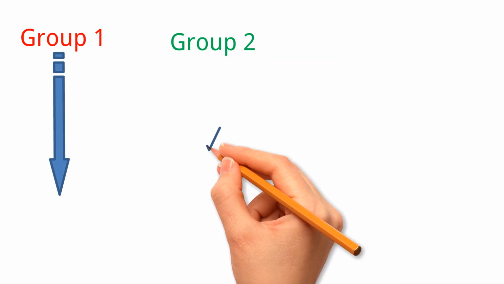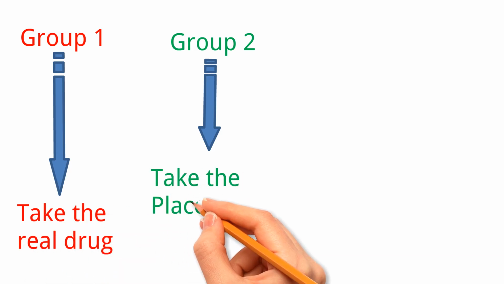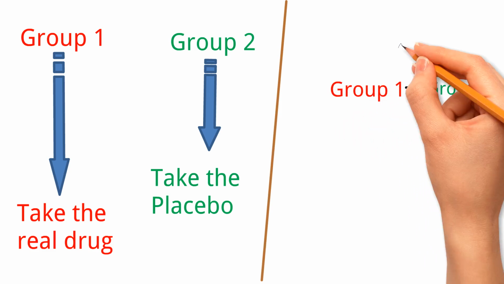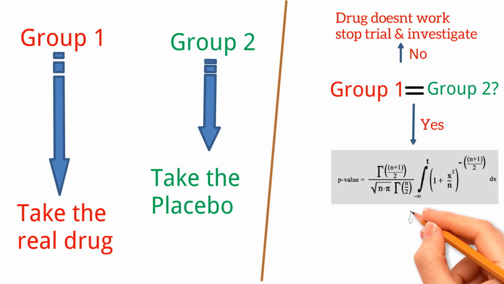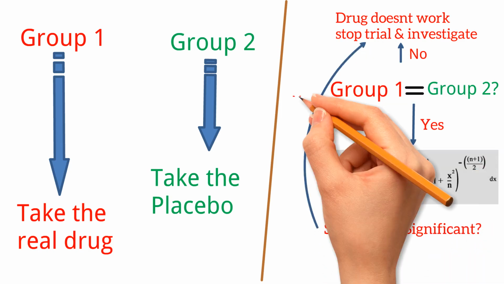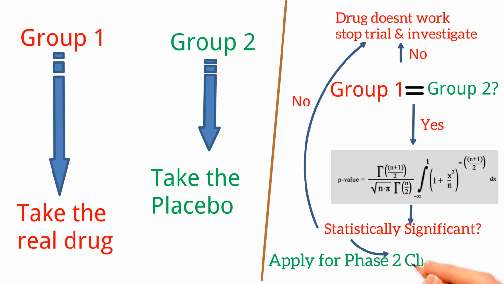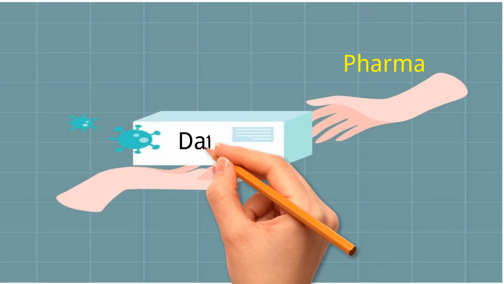the drug. Statistical analysis is performed to determine if there is a difference between those who took the drug and those who took the placebo. If there is a difference, the p-value is calculated to determine whether the difference was statistically significant or it occurred by chance. When the phase 1 clinical trial is completed and the pharmaceutical company submits the data to the FDA, the FDA reviews the data and determines if the company can proceed with the phase 2 clinical trial.